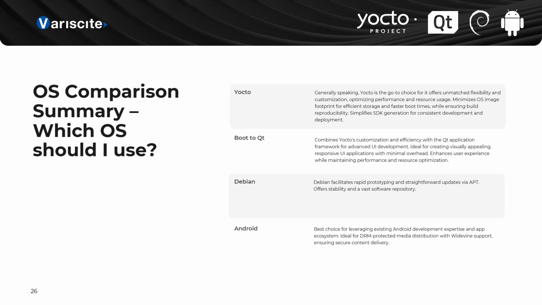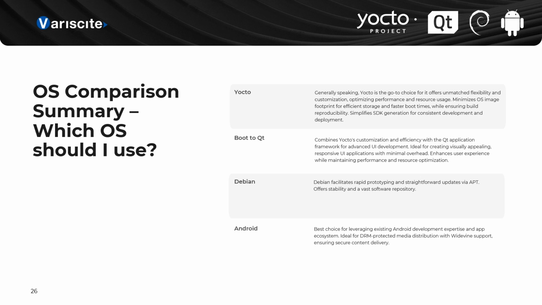Qt combines Yocto's customization and efficiency with the Qt application framework for advanced interface development. It is ideal for creating visually appealing, responsive UI applications with minimal overhead. By enhancing the user experience while maintaining performance and resource optimization, Qt is a perfect choice for projects where a sophisticated user interface is a priority. But don't forget to take into consideration that Qt requires a commercial license.